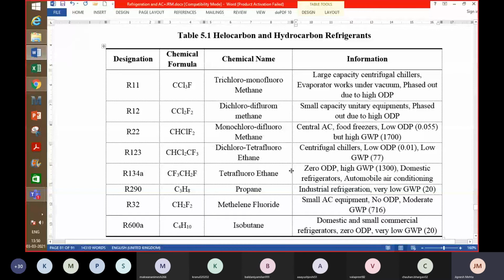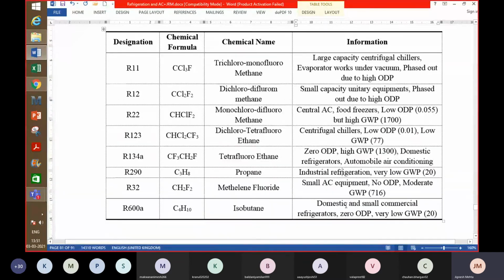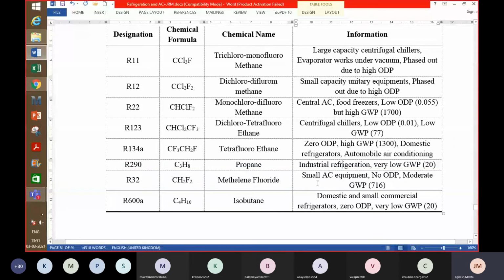Then R32 is methylene fluoride, used in small AC equipment, no ODP. Some of the air conditioners are now using R32 and it has moderate GWP, 716 still. R600A is isobutane, used in domestic and small commercial refrigerators, with 0 ODP and very low GWP.